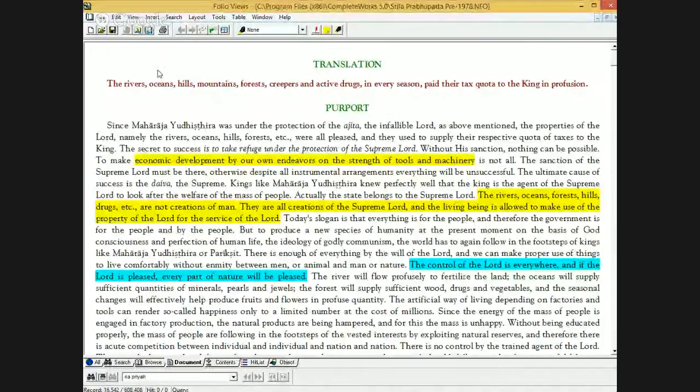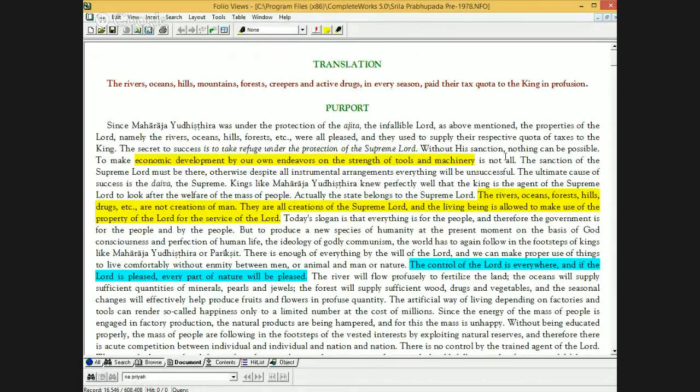And this we can read. Mataji, you read the translation then. The rivers, oceans, hills, mountains, forests, creepers, and herbs in every season paid their tax quota to the king in profusion. Purport by Srila Prabhupada. Since Maharaj Yudhishthira was under the protection of Ajita, the infallible Lord, as above mentioned, the properties of the Lord, namely rivers, oceans, hills, forests, etc., were all pleased, and they used to supply their respective quota of taxes to the king. The secret to success is to take refuge under the protection of the Supreme Lord.